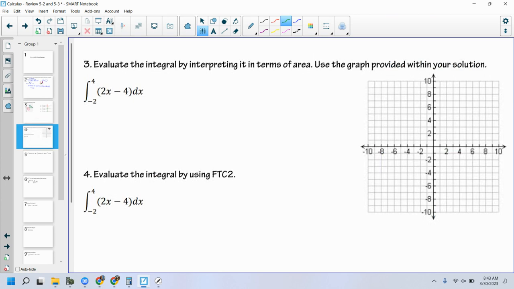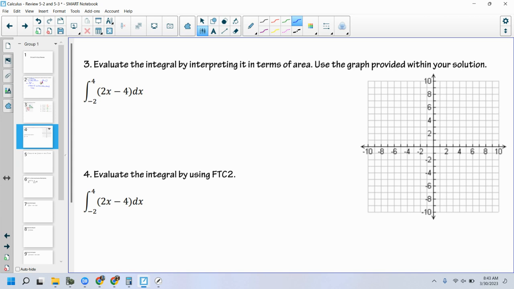You notice the relationship between 3 and 4? It's the exact same equation, right? You should have the exact same answers for numbers 3 and 4. If you don't have the exact same answers from 3 and 4, I would be cautious. Okay. Evaluate the integral by interpreting in terms of area. Use the graph provided with your solution.